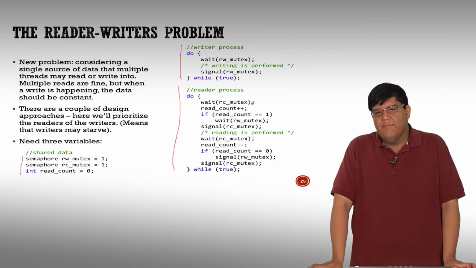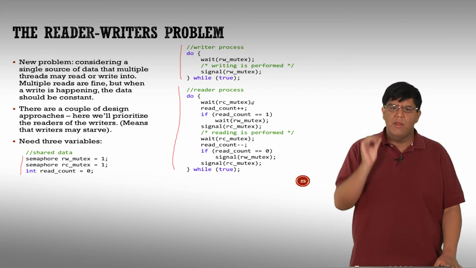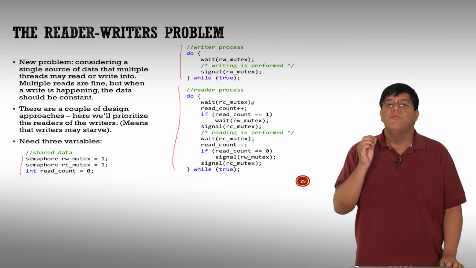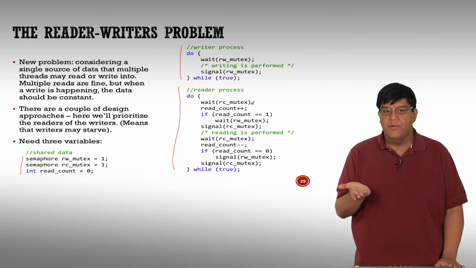That variable is supposed to count the number of threads that are currently reading from that particular resource. So wait on that variable because we want to make a change to it. Let's say we get it, goes in the next line. Read count plus plus, right? So one more person is reading.